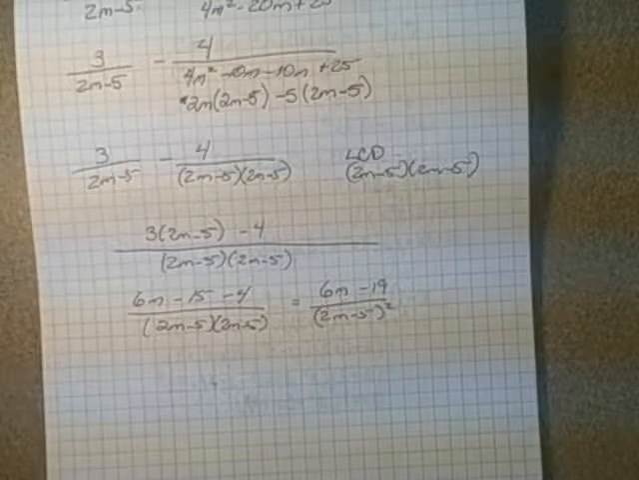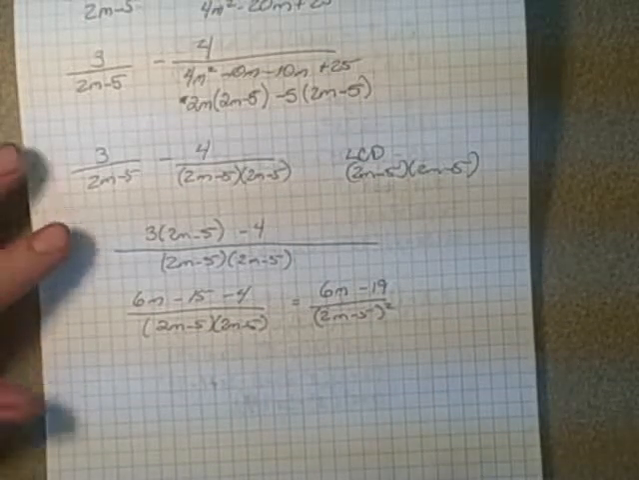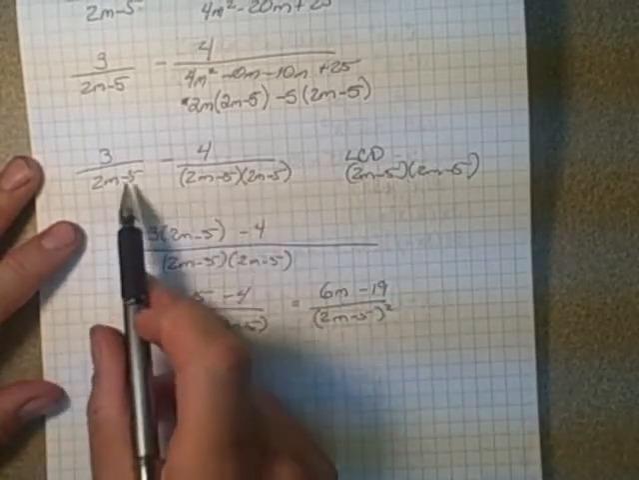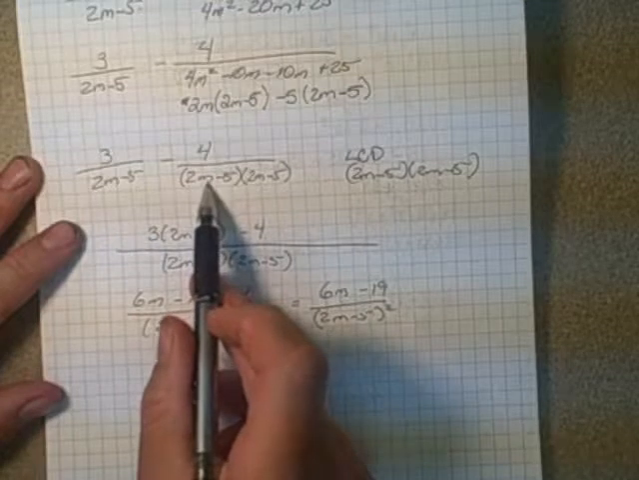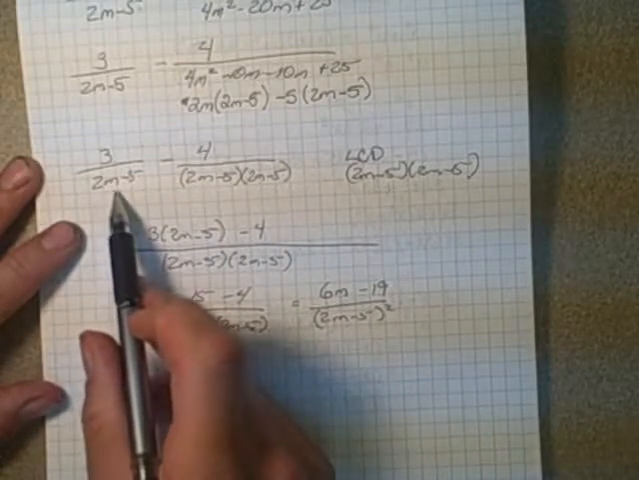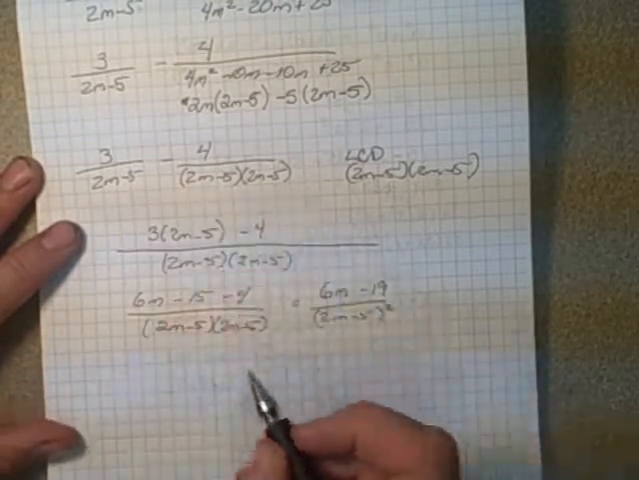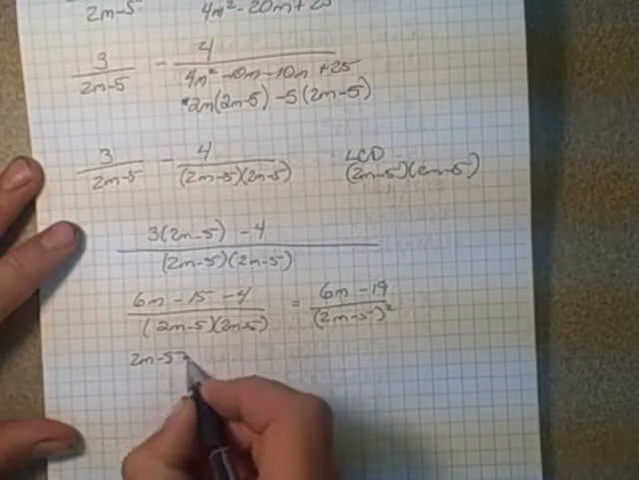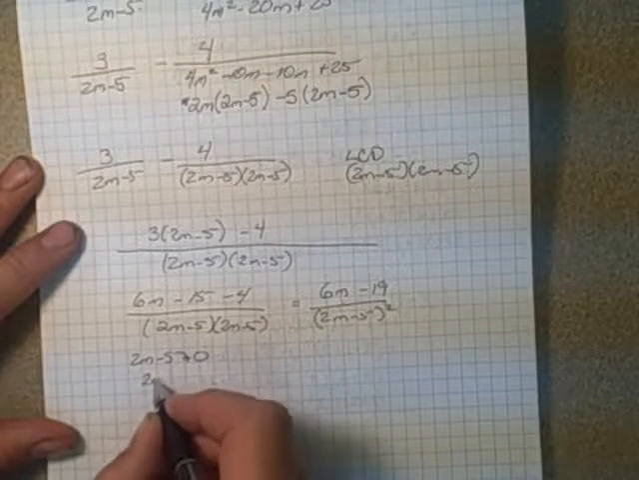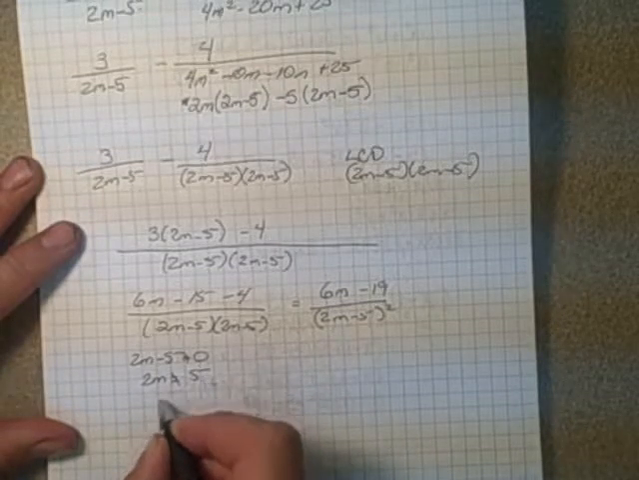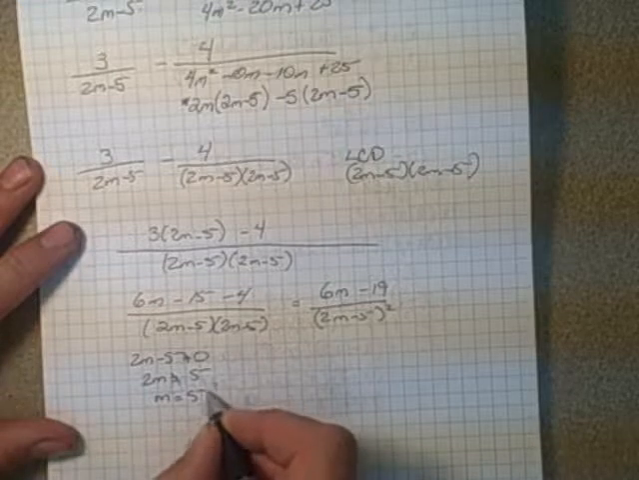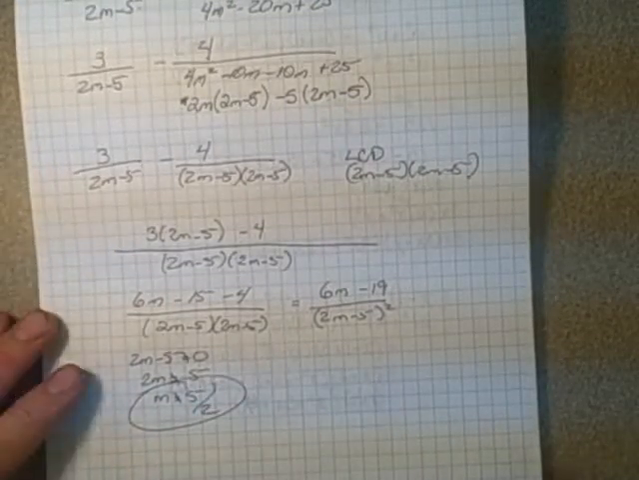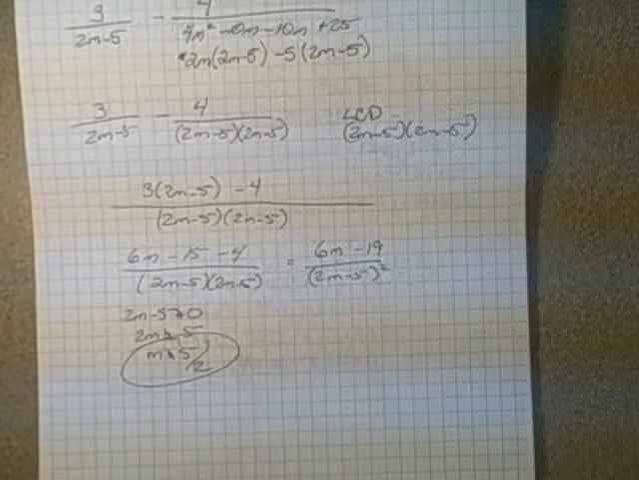That would be our answer, but we have to look back at our restrictions. What are our restrictions from up here? Well, we don't want this to be 0, and we don't want this to be 0. So 2m minus 5 cannot equal 0 is our restriction. In our case, that means 2m cannot equal 5, or m cannot equal 5 halves. There's our restriction, and there's only one in that case. Let me just check my field of view, make sure that's in there.